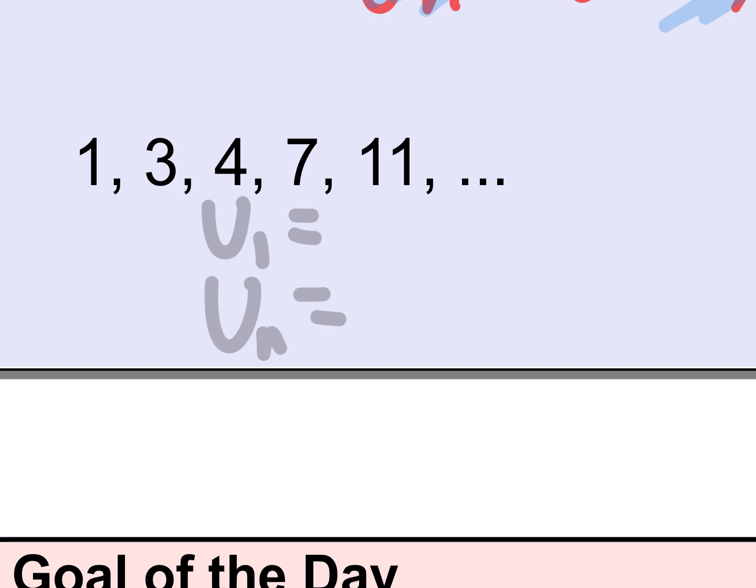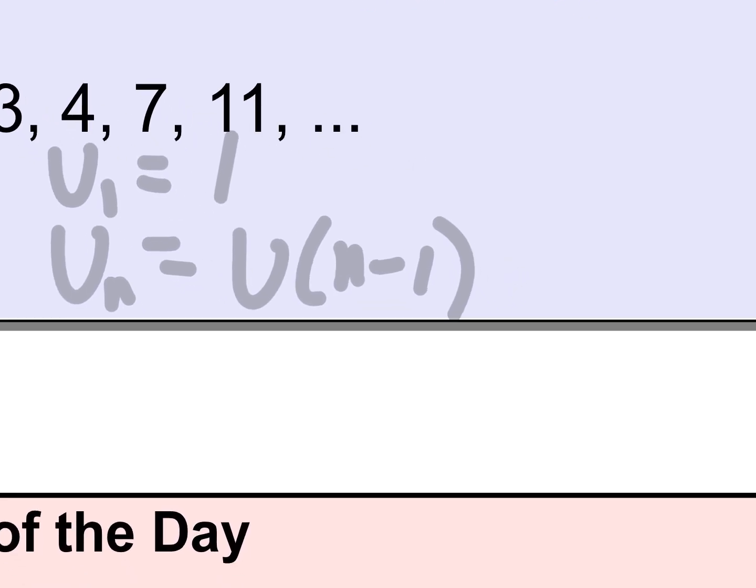All right, we're going to go with Vivian. U1 equals what? 1. And UN equals U parentheses N minus 1. How many of you had that right? Okay, you got to have U sub N minus 1. Otherwise, you're not doing a recursive sequence. Then it says either add, subtract, multiply, or divide something right here.